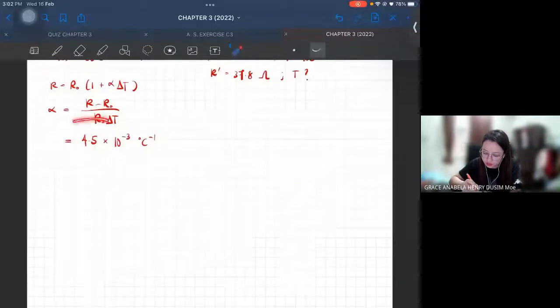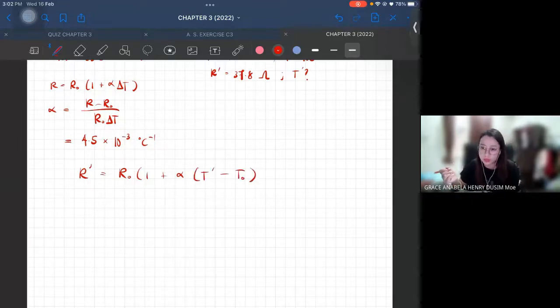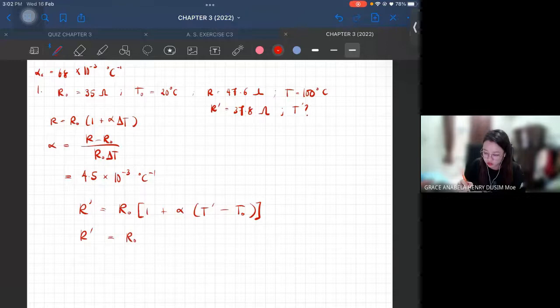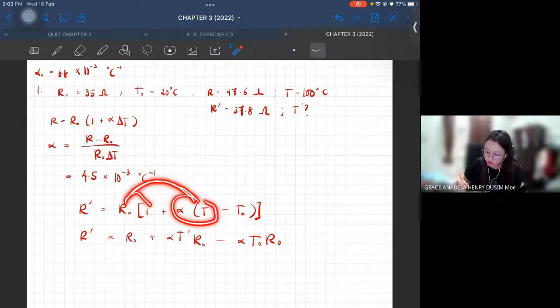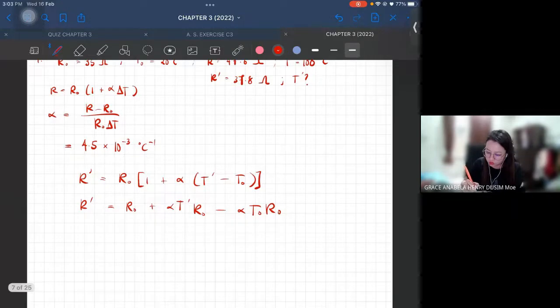So once we have alpha, we do it again with the other information that we've obtained: 1 plus alpha times T minus T naught. Okay so far? Any confusion? None, Miss. Okay, so from here, solve the maths. This is going to be alpha T naught R naught minus alpha T naught R naught. Miss multiplies R naught in, this also multiplied by R naught, and this alpha is also multiplied here. Then rearrange for the temperature that you are looking for and you should get 37.8 degrees Celsius.